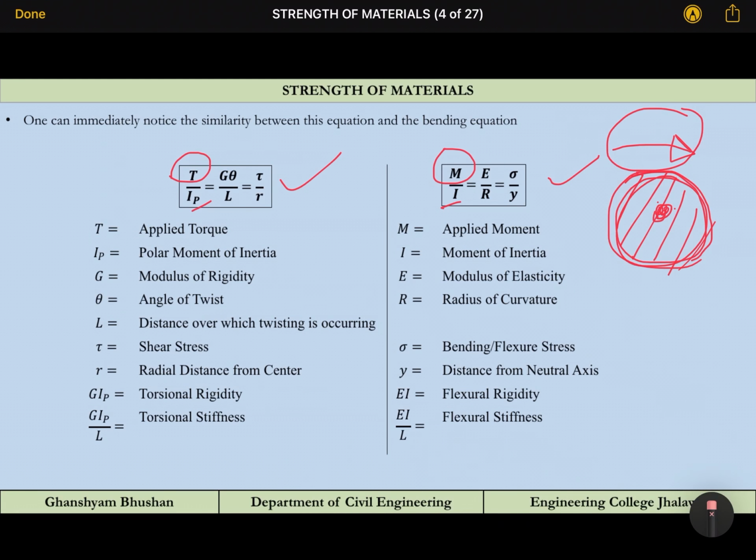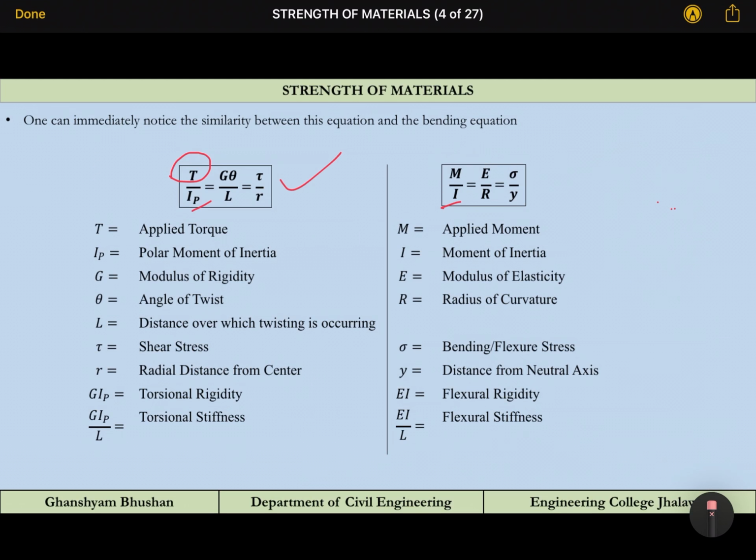So these are the similarities. In examination they can ask you to compare both the equations. So G is modulus of rigidity here, and here it is modulus of elasticity E. Here the deformation will be in terms of theta because the stress developing is the shear stress. And here it was the deformation distance from the neutral axis. Here it is shear stress, here it was bending stress and flexure stress, and the nature of this stress is normal. It was perpendicular to the section.